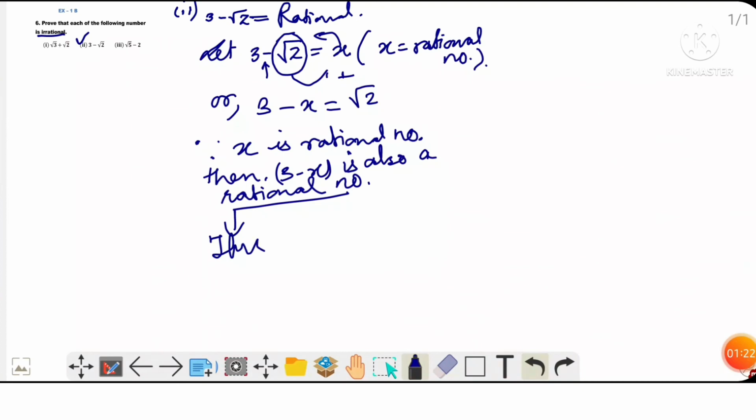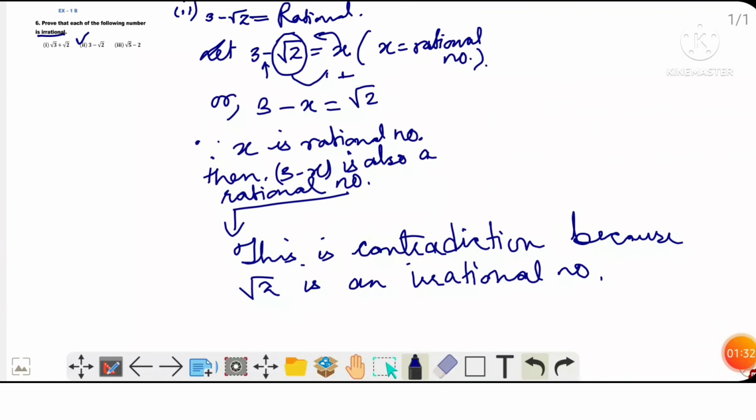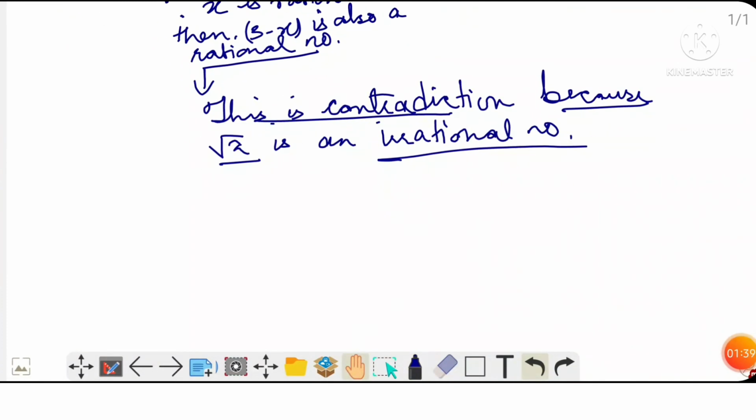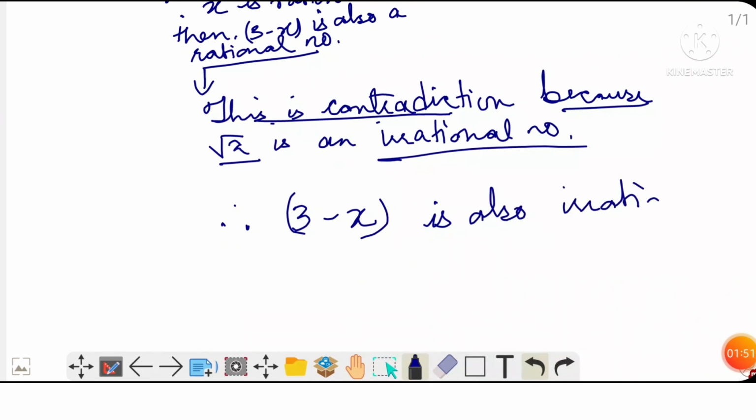This is a contradiction. Why? Because root 2 is irrational and we cannot say that 3 minus x is rational. So this is a contradiction because root 2 is an irrational number. Now we'll write, therefore 3 minus x is also an irrational number. This means that x is also irrational.